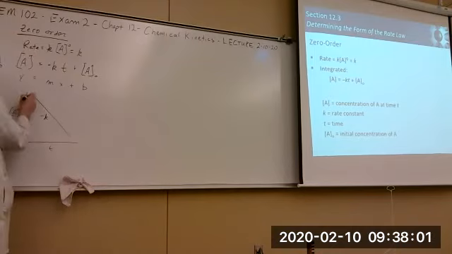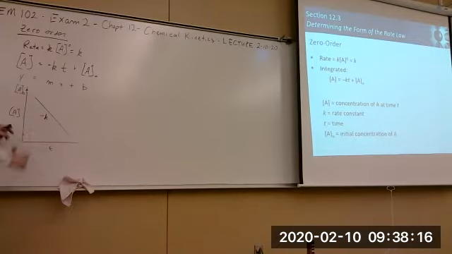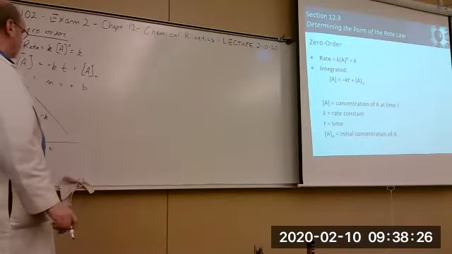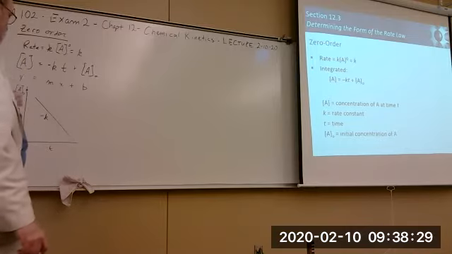And wherever it intersects here, that's your initial concentration, your starting point. And this is whatever it happens to be at time t. Here, time t would be out here. So it's gradually decreasing. Okay, so that's the zero order.